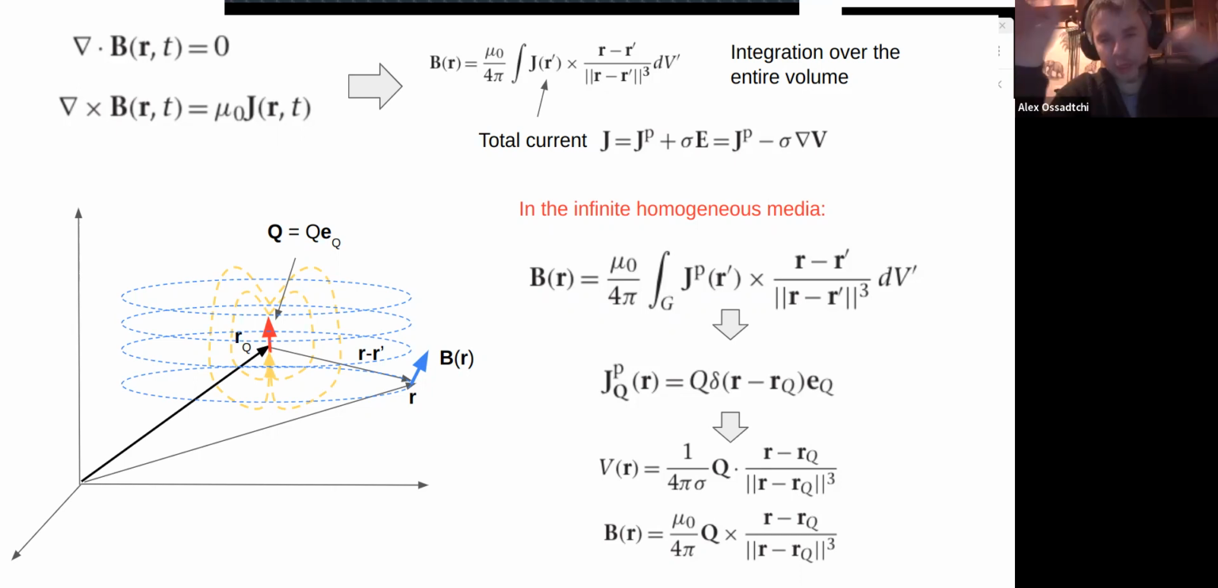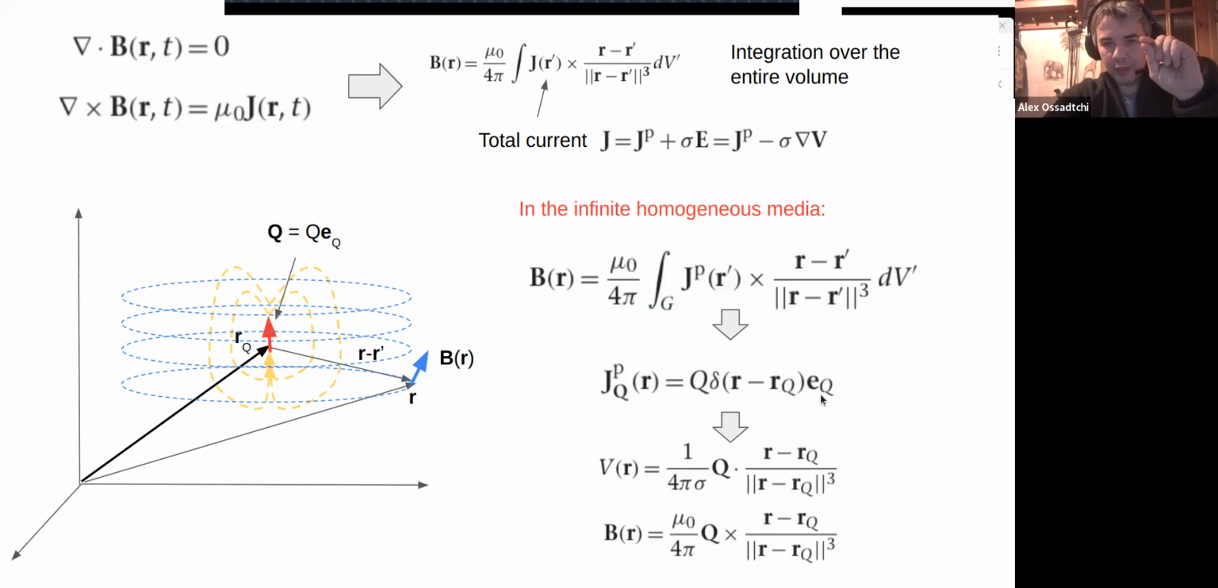Yes, everything will be there. J is your current, J^Q primary. This is the so-called current density at location r. It's how much current you have in an elementary volume at location r. And we approximated it with a current dipole. We said that we have a very small piece of wire where our current is flowing, and this wire has a certain orientation. This orientation is e_Q.